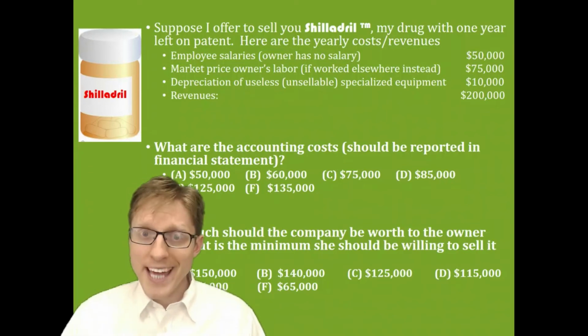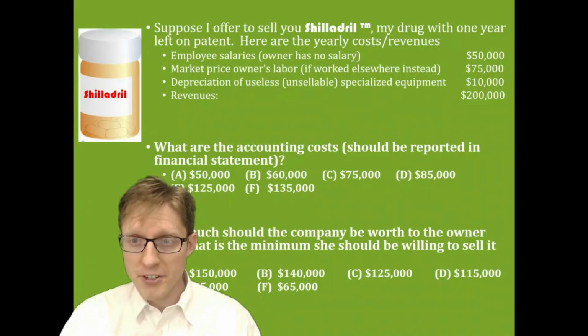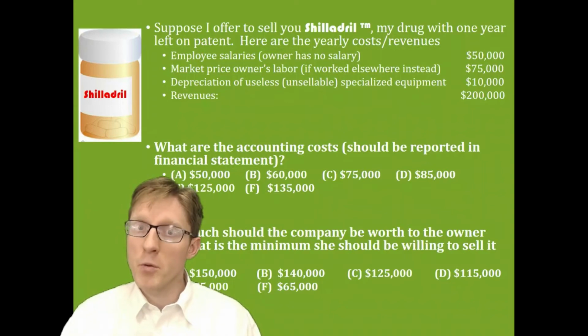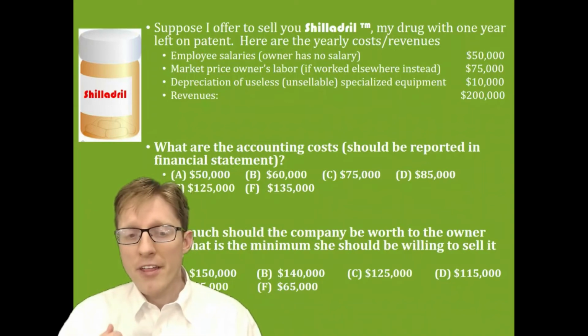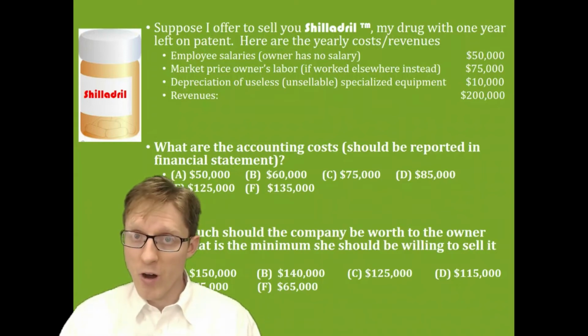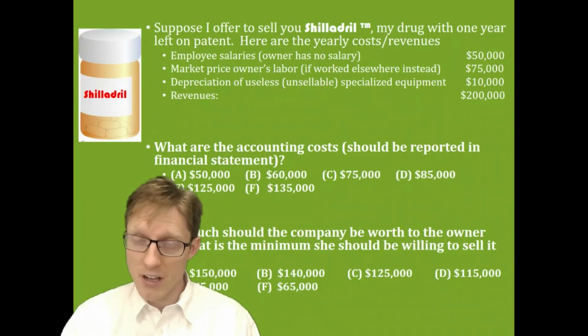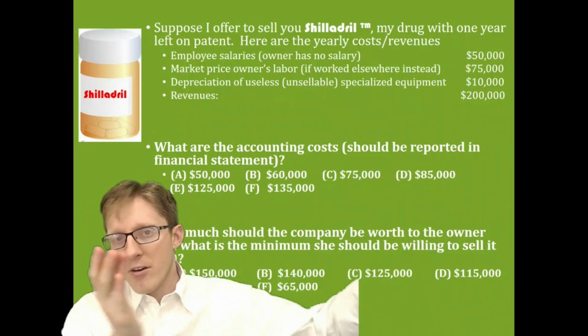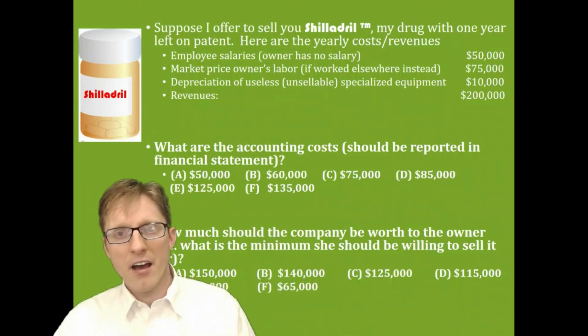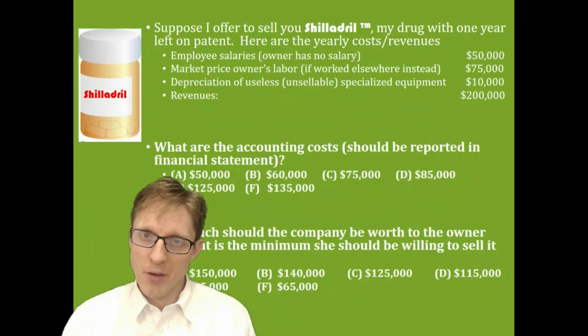Okay, so what are the accounting costs? Well, the accounting costs were the $50,000 of employee salary plus the $10,000 of depreciation expenses, or $60,000 in total. And then the second question is, what should the company be worth to the owner? Okay, and to think about that, we have to think about what the revenues are and then what the economic costs are. The economic costs, recall, are equal to the $50,000 plus the $75,000 that I'm giving up by not working elsewhere. So the economic costs are $125,000. And so by earning $200,000 and the economic costs being $125,000, I would be willing to sell this company for $75,000.